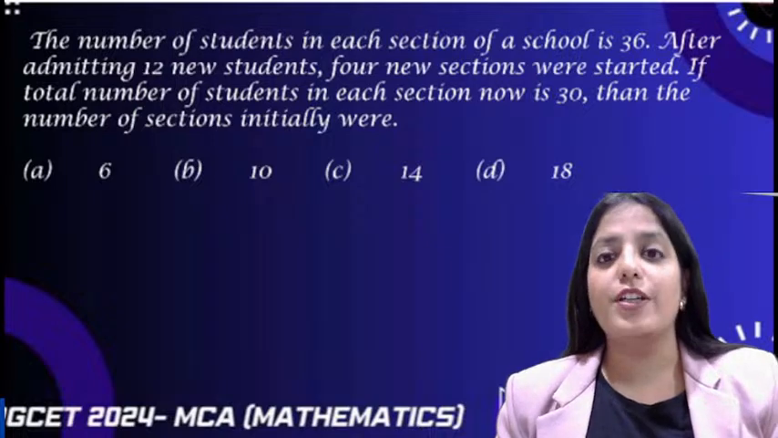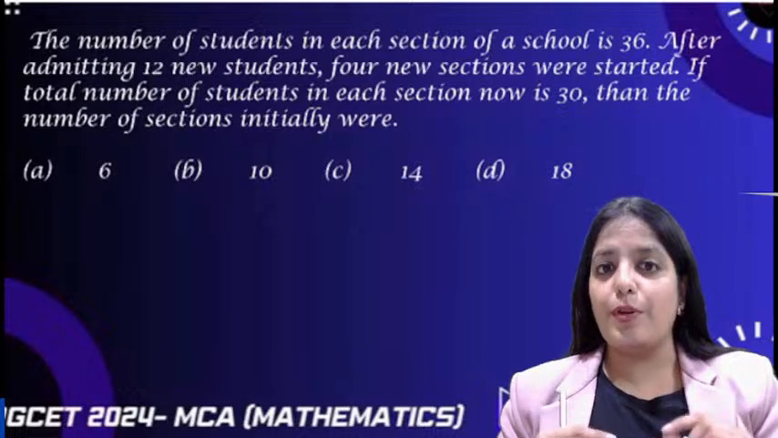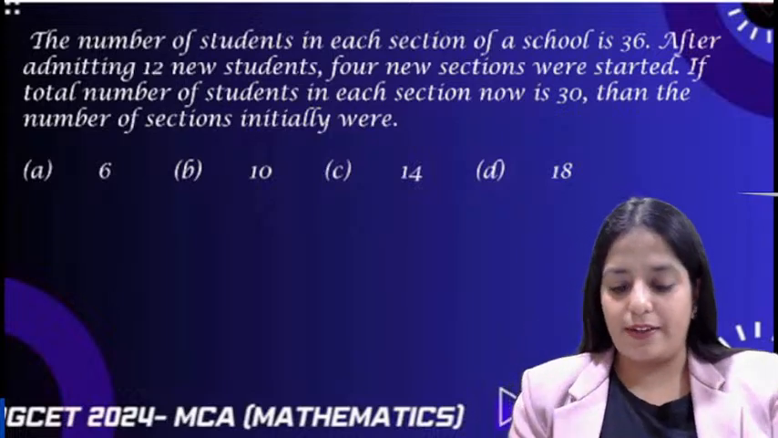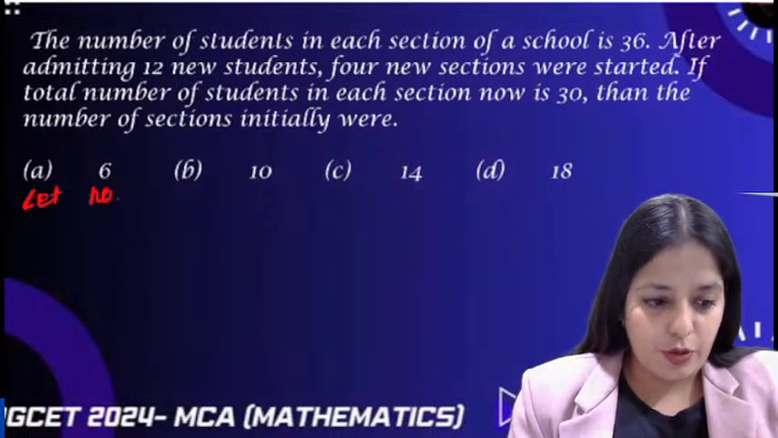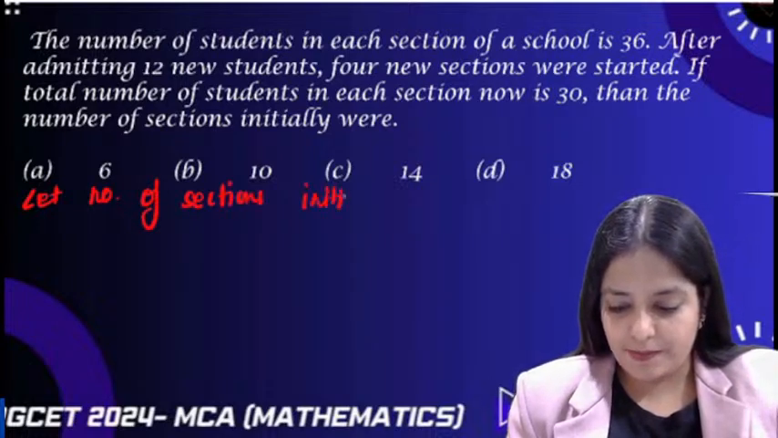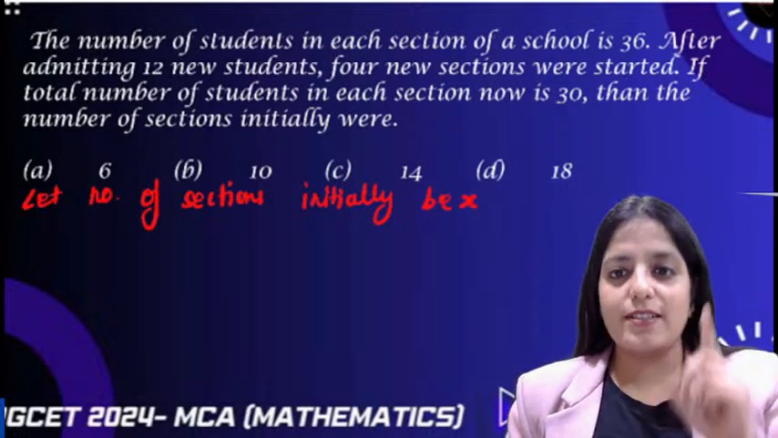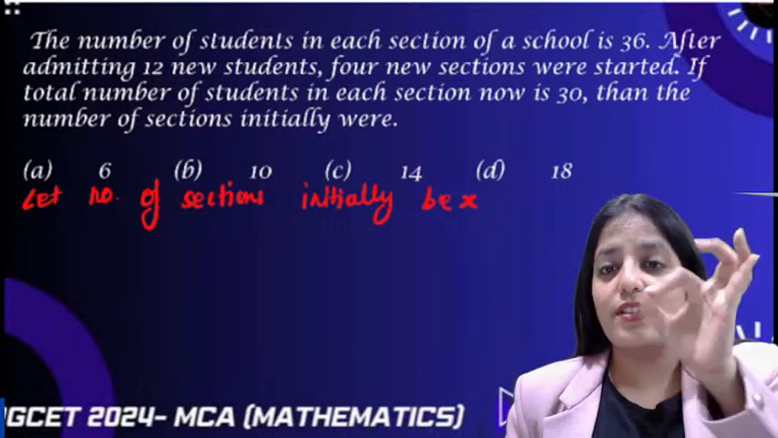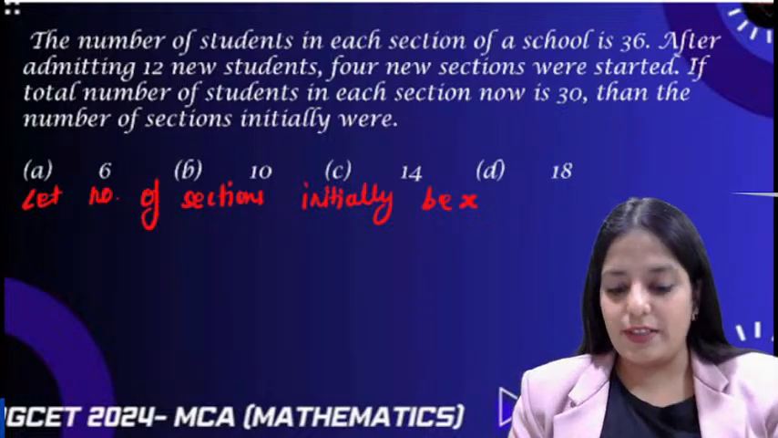So how will we do the calculation? Let's assume the number of sections initially were x. So if there are x sections and the number of students in each section is 36, how many students will be there in the class?